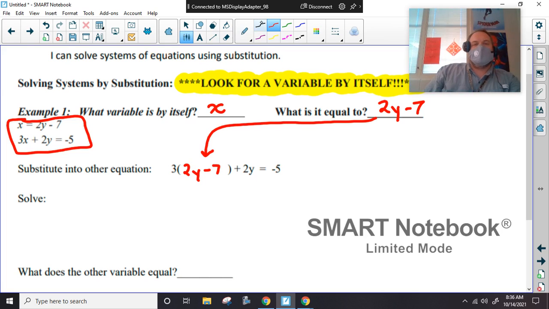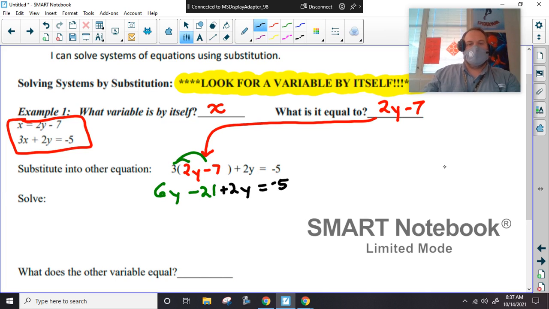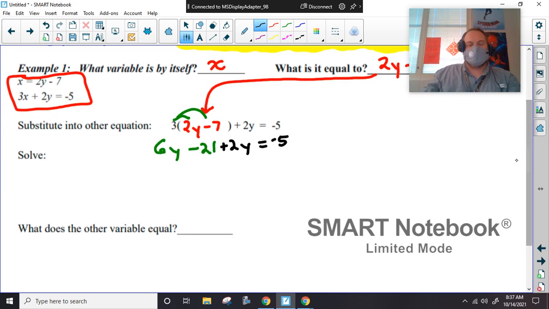Now, when we do this, we would have to distribute. So now we have 6y minus 21, and we leave this alone. All I did was distribute. Now, after you distribute, what do you need to do? Yeah, combine like terms. So we're going to combine 6 and 2. What's 6 plus 2? 8. That's the only thing that we changed right here.